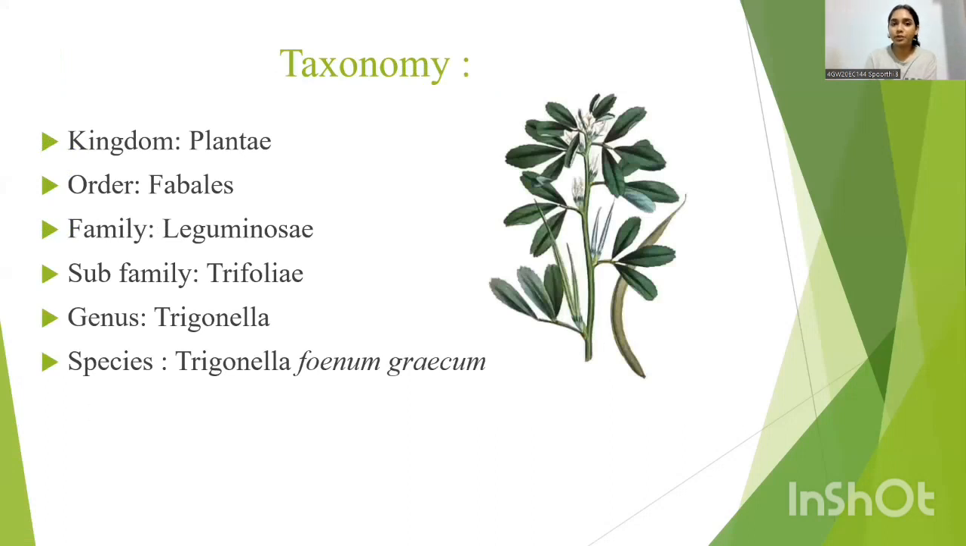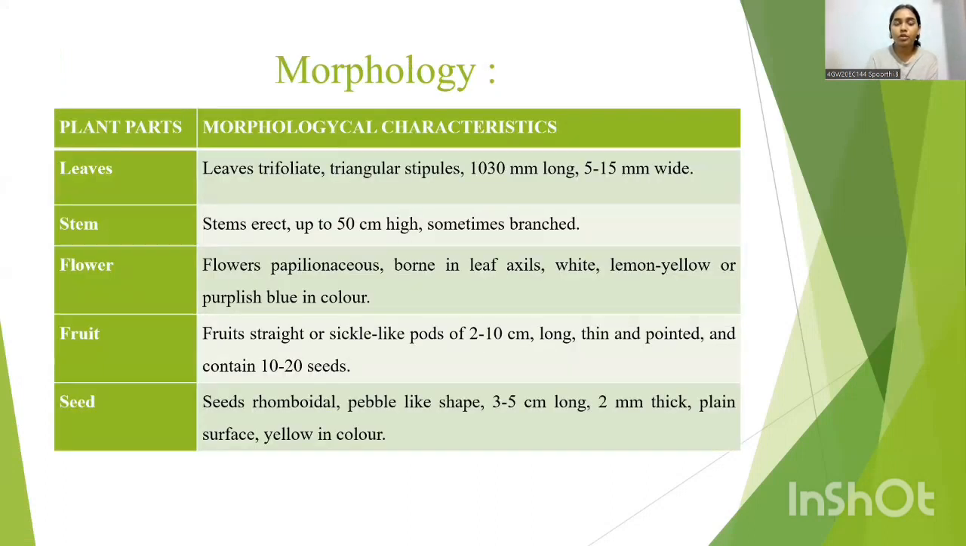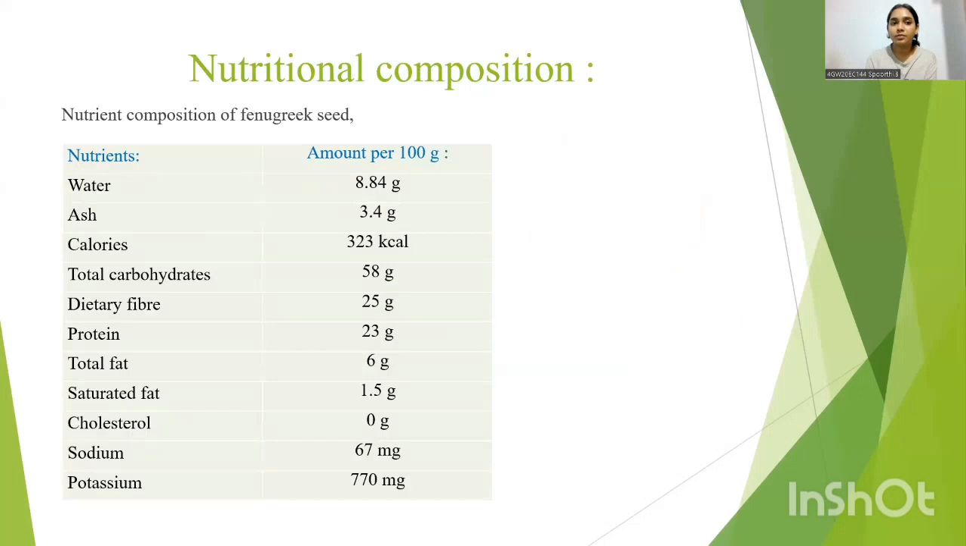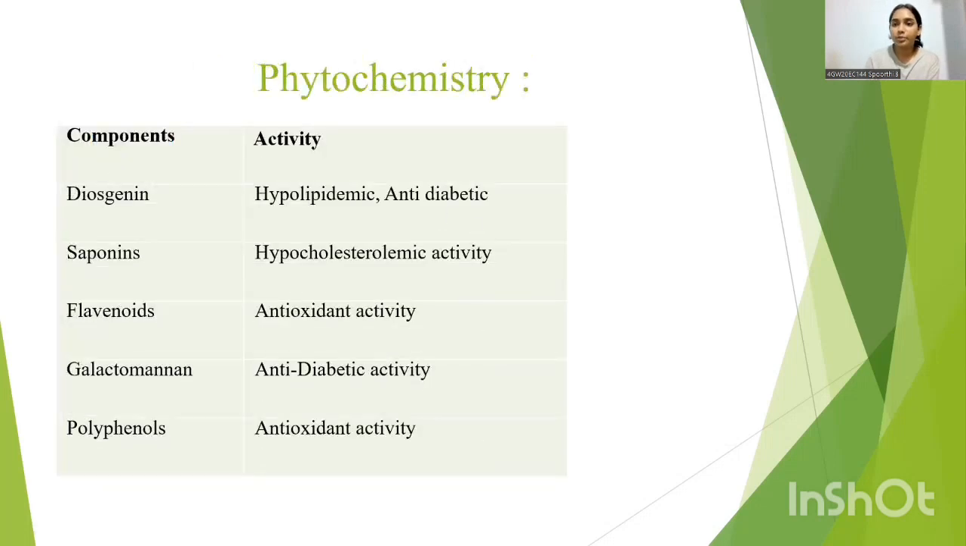This is the taxonomy of the fenugreek plant. The morphology of fenugreek plant parts. These are the fenugreek plant parts. The nutritional composition of fenugreek seeds: water 8.84 grams, ash 3.4 grams per 100 grams, calories 323 kilocalories, total carbohydrates 58 grams, dietary fiber 25 grams, and so on. Now, phytochemistry.